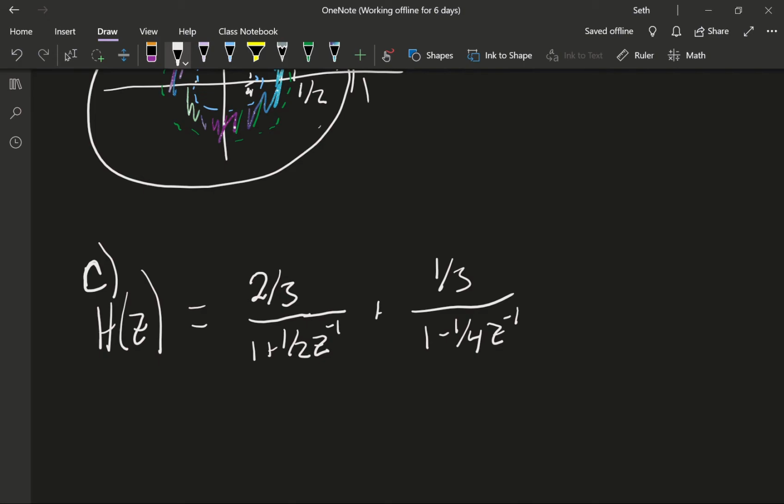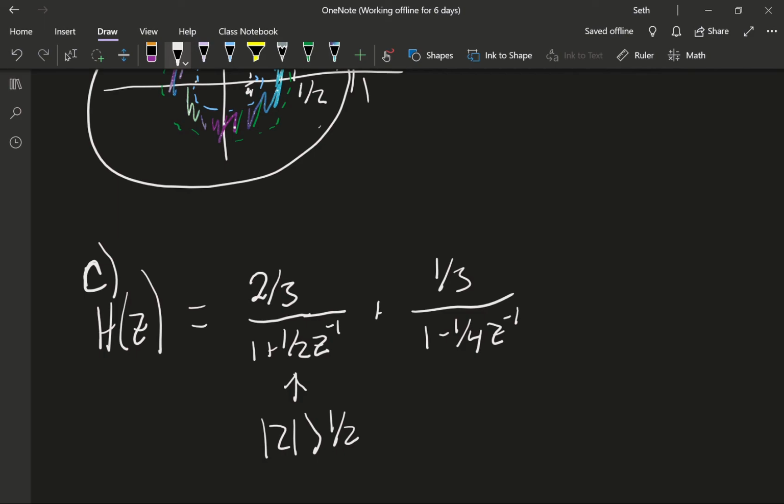This one says that it's a right-sided signal, so the region of convergence is going to be to the right of our rightmost pole, which is this one. Z is going to be greater than 1/2.